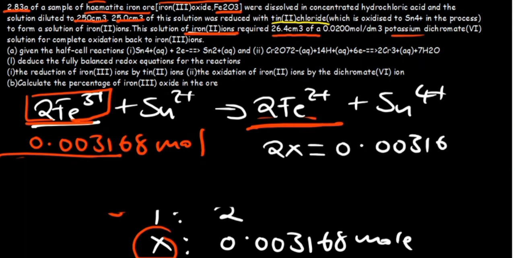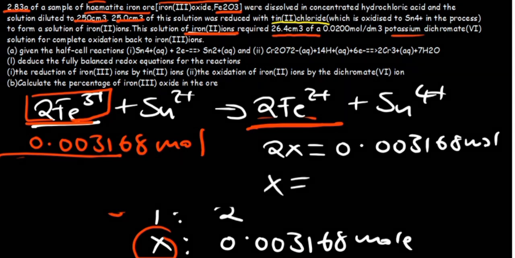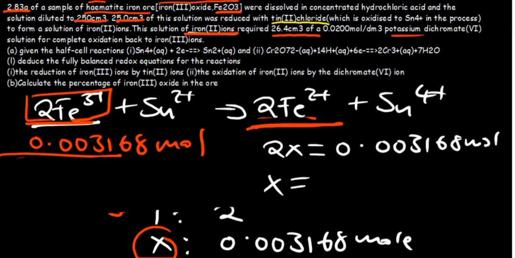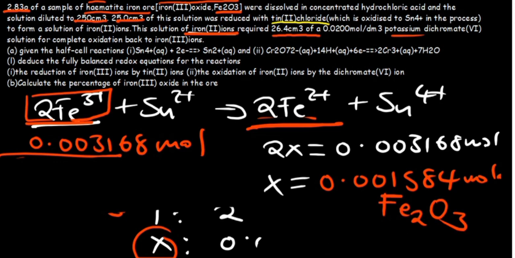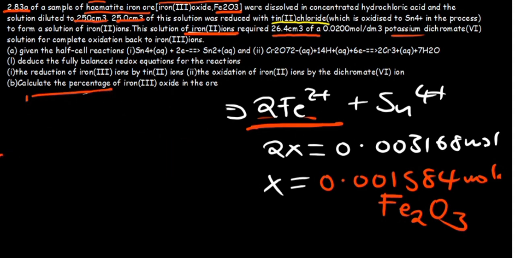Now the actual number of moles that were present in the oxide in the 25 cubic centimeters will require you to divide by 2. So I'm getting 0.001584 moles of what? The oxide, the iron 3 oxide that was present at the start of the experiment. Now, this is just 1/10 of what we had. It's only 1/10 of what we had. Why? Because we had only taken 25 cubic centimeters of it.